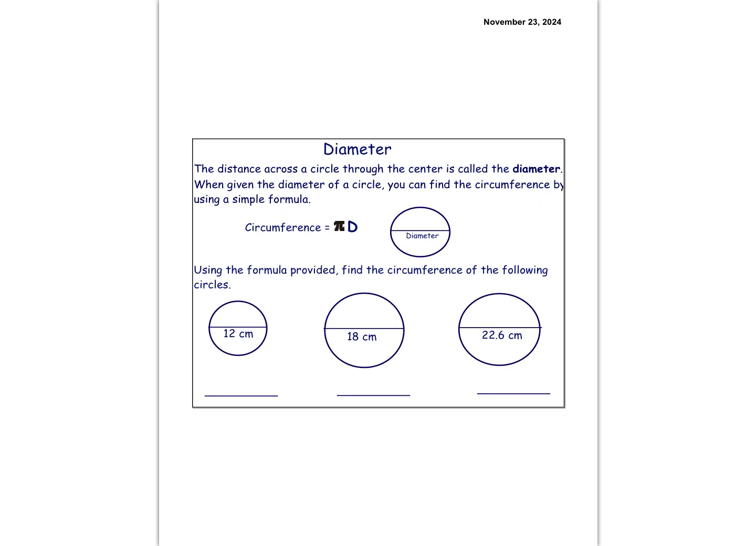So to calculate circumference, what we're going to need is diameter. The distance across the circle through the center is called the diameter. When given the diameter of a circle, you can find the circumference by using a simple formula, and you can see that here. Circumference equals pi times diameter, and we simplify it as C equals pi d.